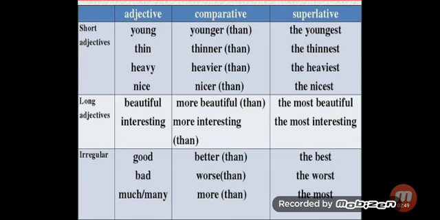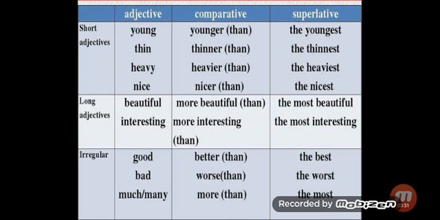Degrees of comparison of adjectives formed from other roots, or irregular adjectives. Some adjectives form degrees of comparison not according to general rules. For example, they are formed from a different root. For example, good, in comparative degree, better than, and in superlative degree, the best. Bad, worse, the worst. Much or many, more, the most.